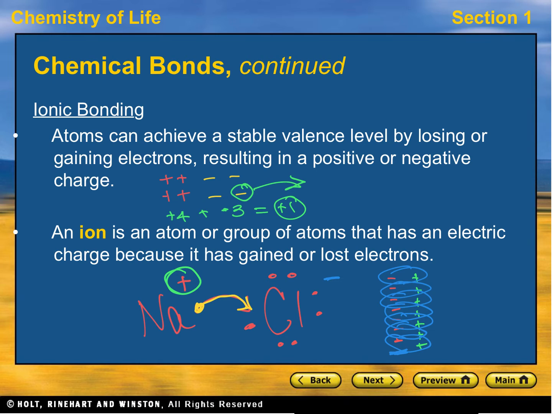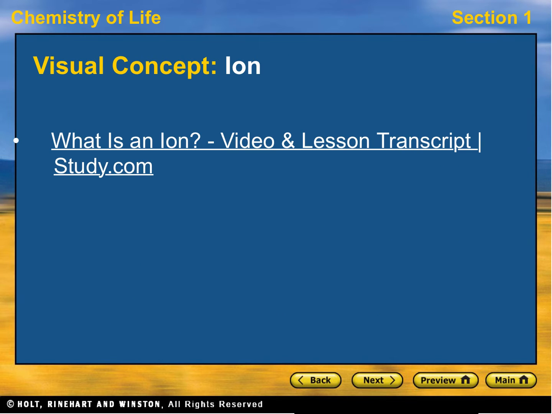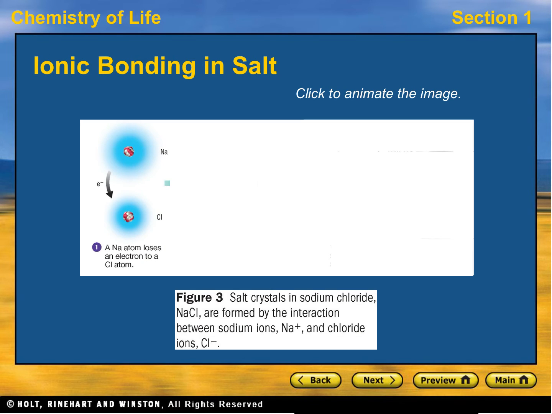Okay, and when you have that positive negative occurrence going on, this is what we call an ion. So the attractive force between the oppositely charged ions is what we call an ionic bond. And we will watch the video tomorrow about an ion. Okay, and I apologize, this animation's not working right now.